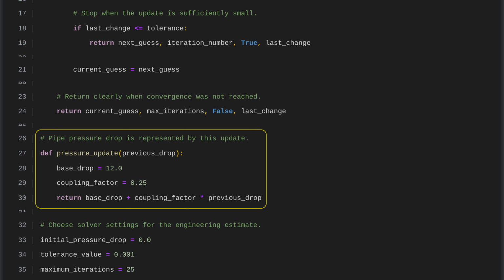The pressure update function estimates the next pressure drop in a pipe from the previous one. It combines a constant base drop of 12 with 1/4 of the previous pressure drop. This represents both a fixed pressure effect and a smaller effect carried over from the past state.